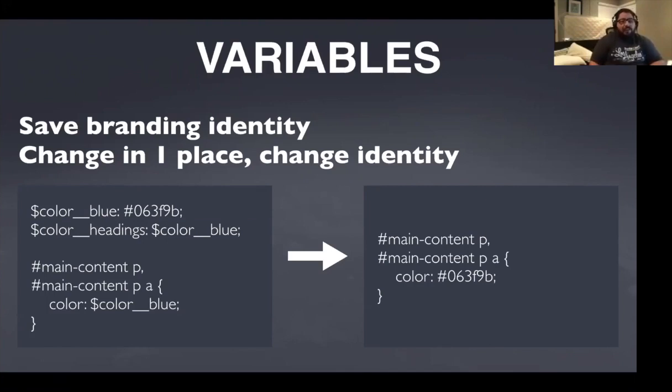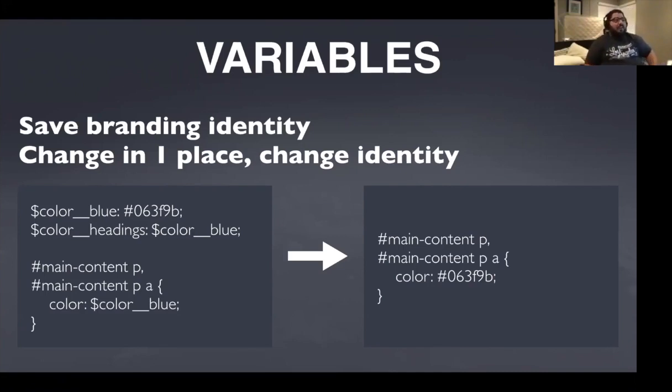Basically, you can save things like your brand identity into variables, and then should your brand identity change, or let's say you're a contractor building a whole bunch of websites and each website has its own identity, you can make the change in one place in code and it'll change the rest of your site. So in the example on the slide, I have color blue with a hex code. I then have another variable set to that. I then set it to the color blue.